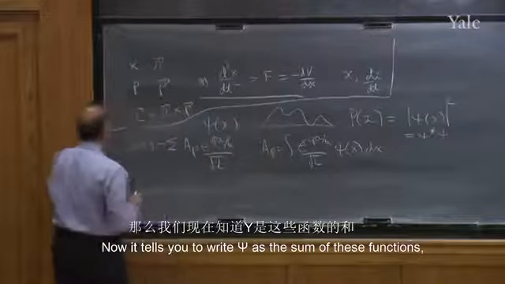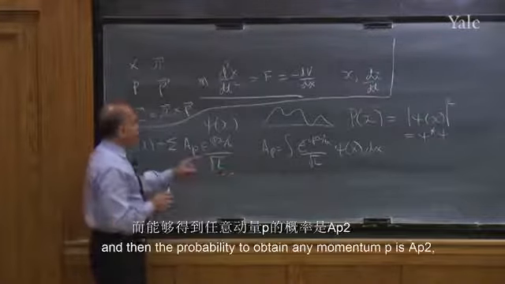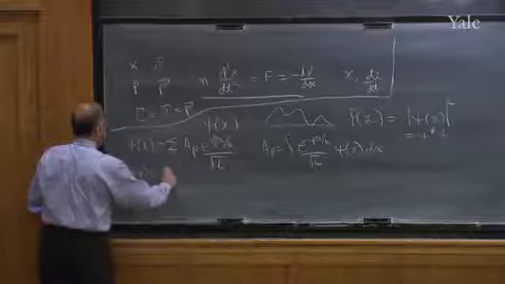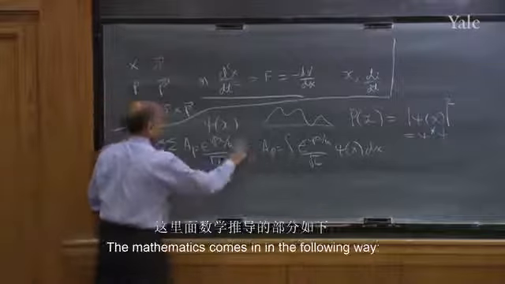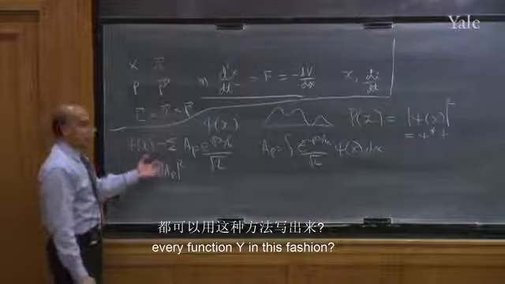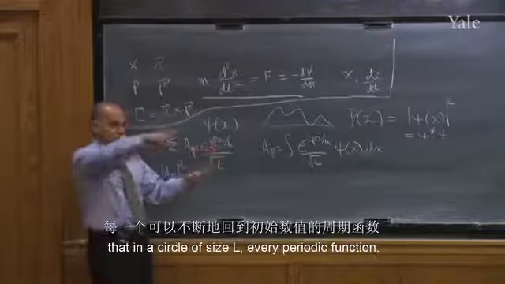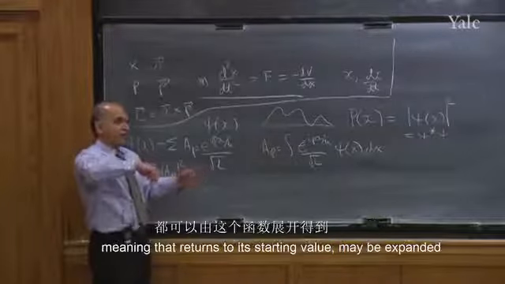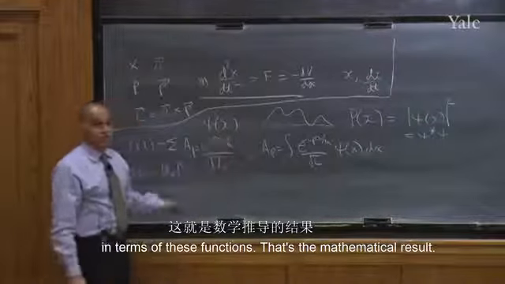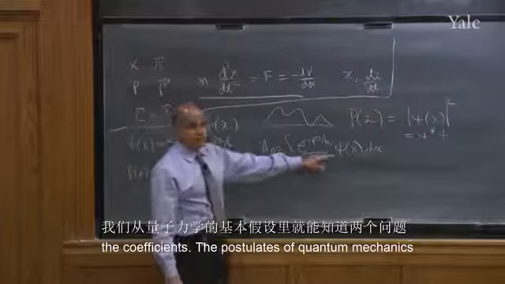Now, it tells you to write psi as the sum of these functions, and then the probability to obtain any momentum p is |a(p)| squared, where a(p) is defined by this. The mathematics comes in the following way. First question is, who told you that I can write every function psi in this fashion? That's called Fourier's theorem, that guarantees you that in a circle of size L, every periodic function, meaning that returns to the starting value, may be expanded in terms of these functions. That's a mathematical result. The same mathematical result also tells you how to find the coefficients.